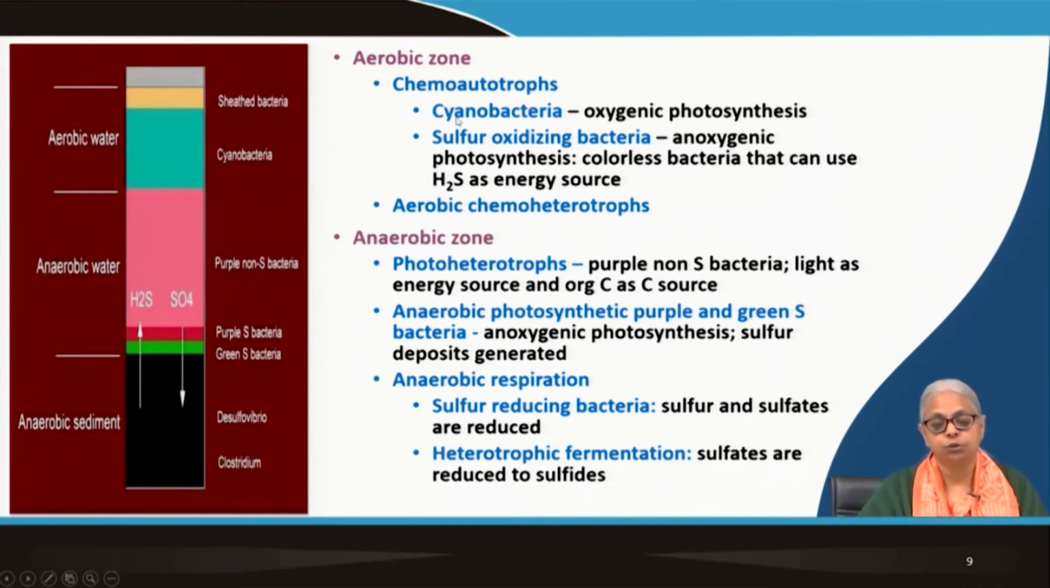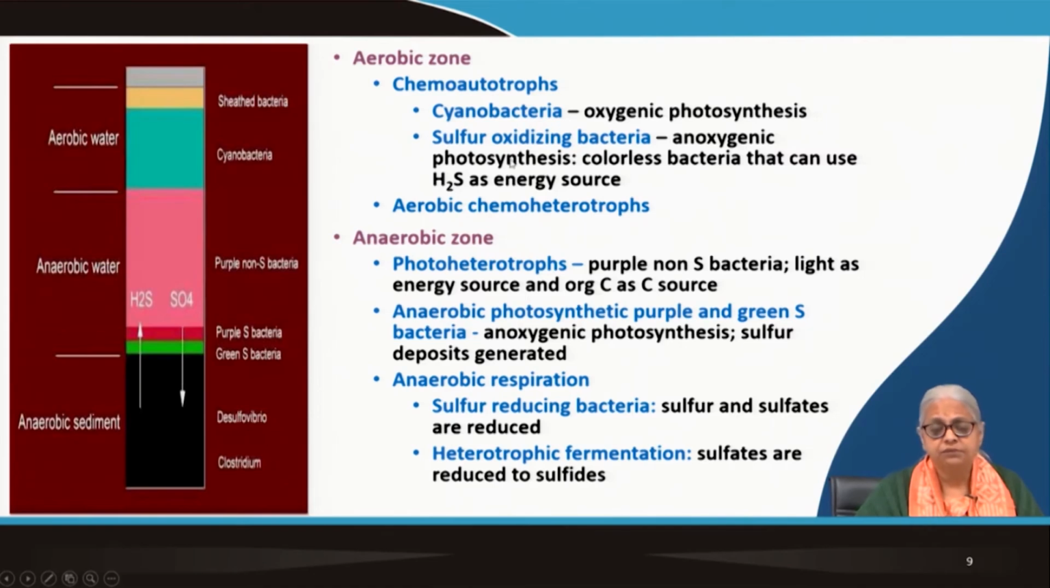These include cyanobacteria, our blue-green algae. They are responsible for oxygenic photosynthesis. What you see directly with your eye anytime you go by a pond or a puddle of water which has a green layer on it, these are all cyanobacteria or blue-green algae. They are responsible for oxygenic photosynthesis.